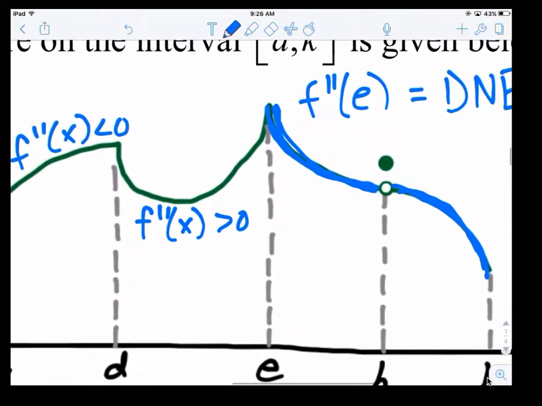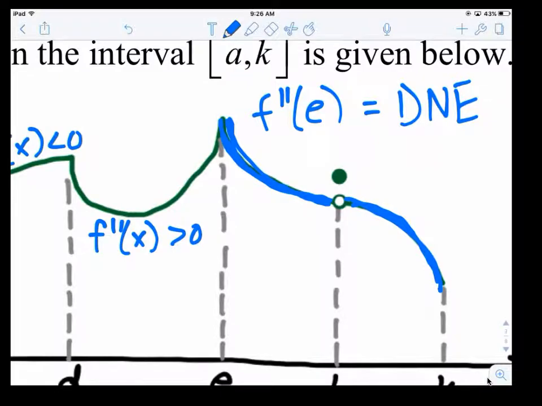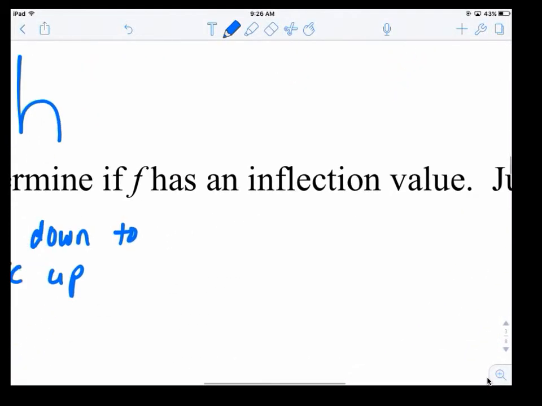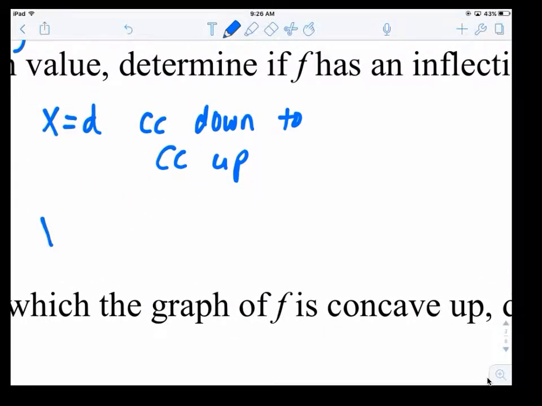And then what about at E? Because you don't get that sign change, concave up to concave up, x equals E would not be an inflection value. So x equals E, not an inflection value.